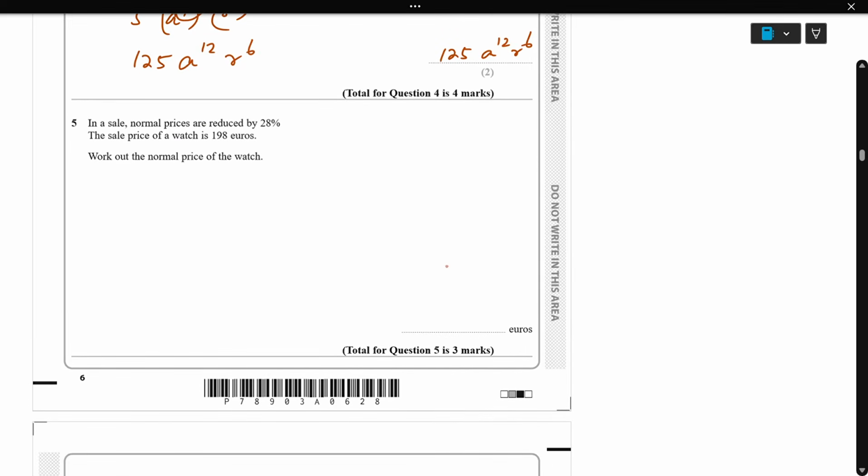Next, in a sale, the normal prices are reduced by 28%. The sale price of a watch is 198 euros. Work out the normal price.